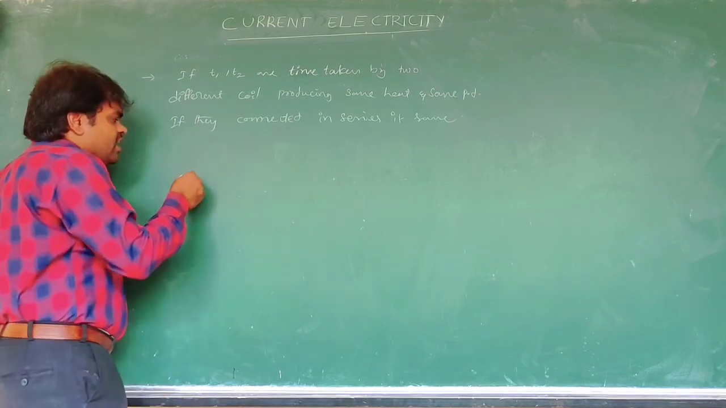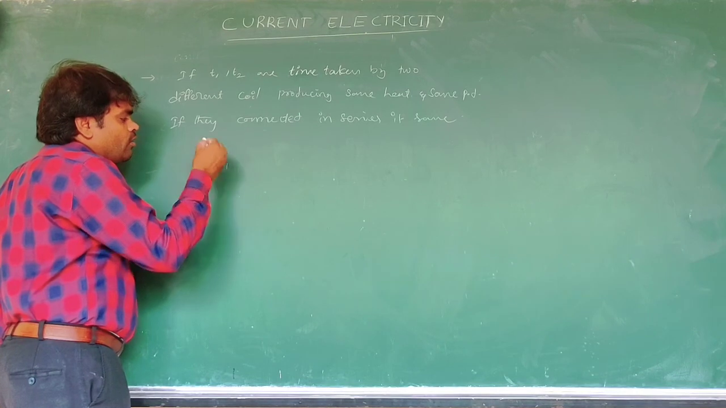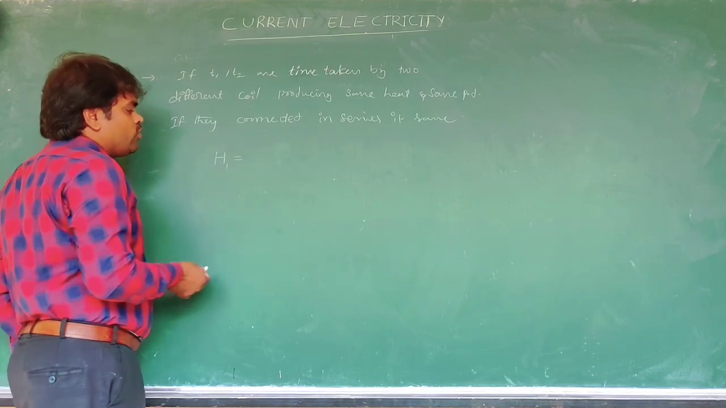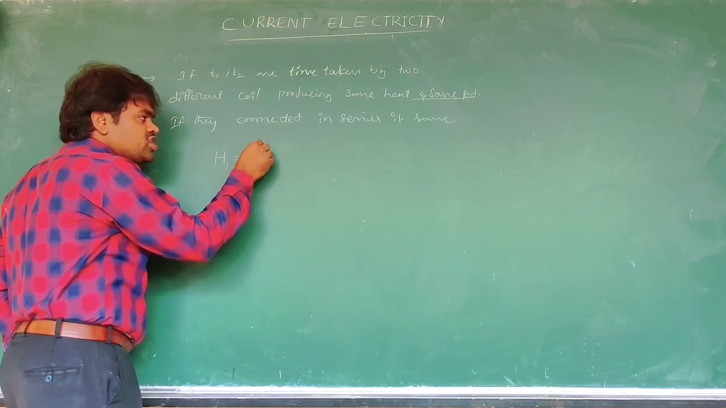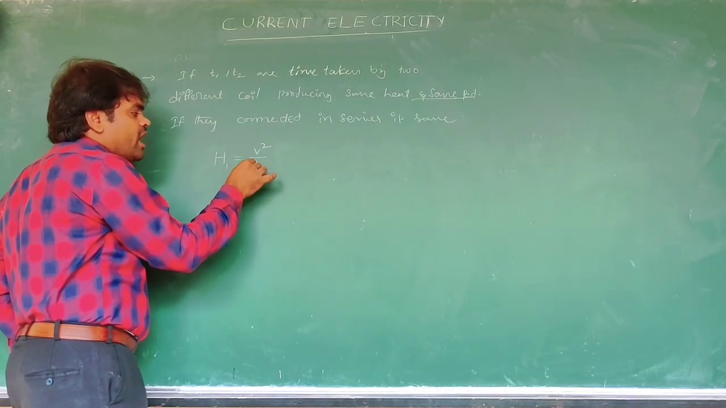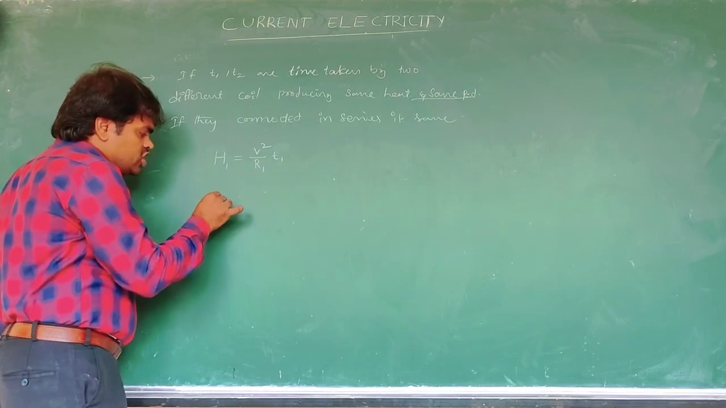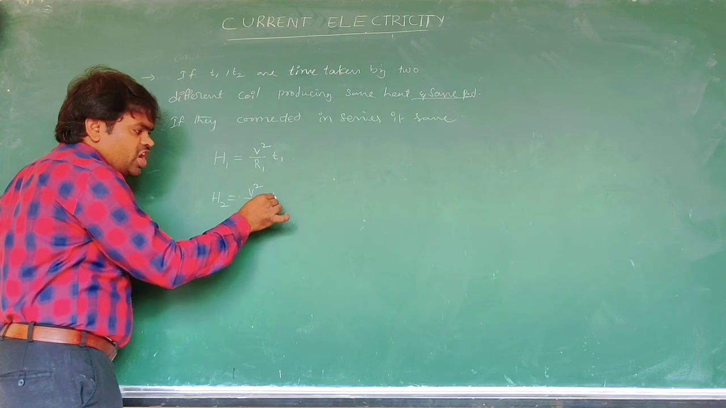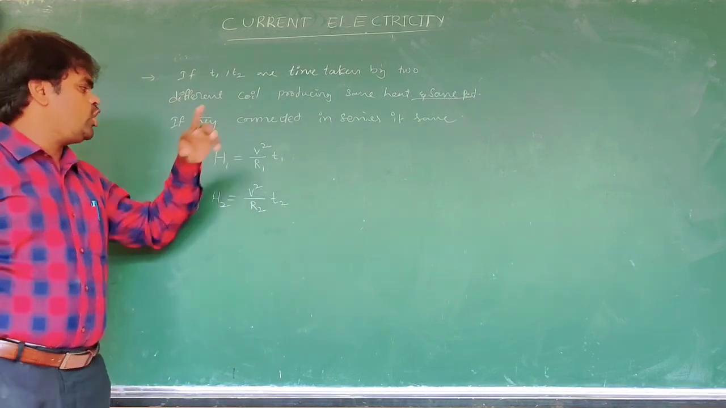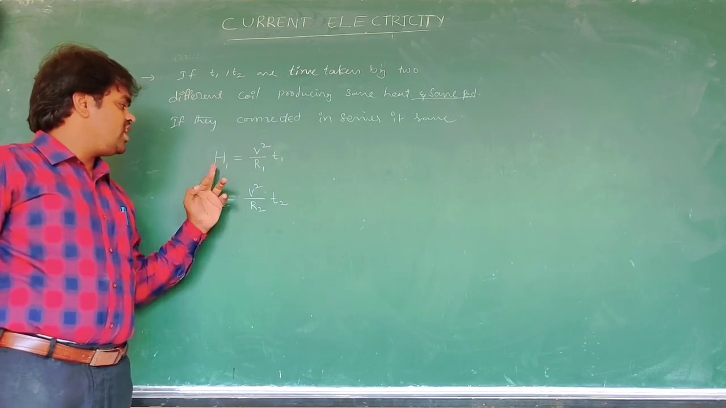If the potential is the same, the heat produced H1 is equal to V square by R1 into T1, and H2 is equal to V square by R2 into T2, because the two coils are different and their resistances will be different.